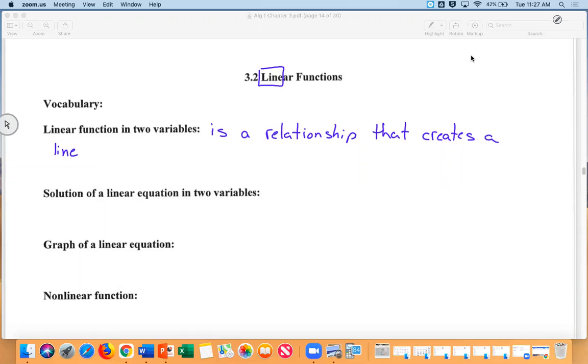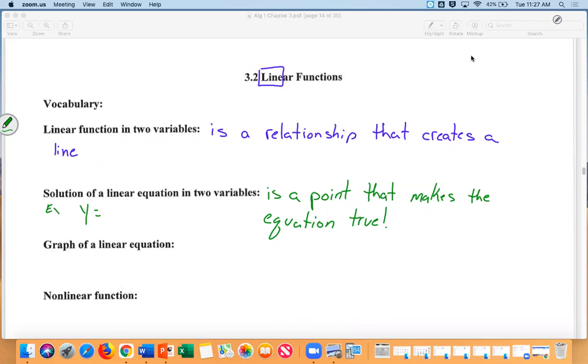So a solution of a linear equation in two variables is a point that makes the equation true. So what do I mean by that? Okay? I'm going to take an easy one. Example, y equals x plus 2. And we're going to take the point 3, 5. And I'm asking, is 3, 5 a solution?